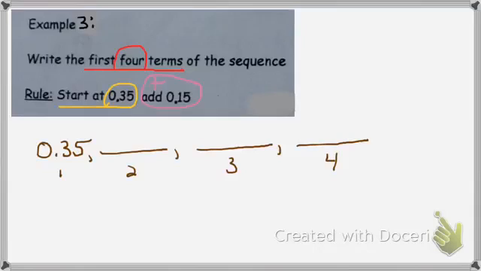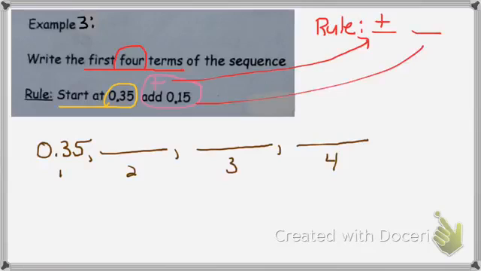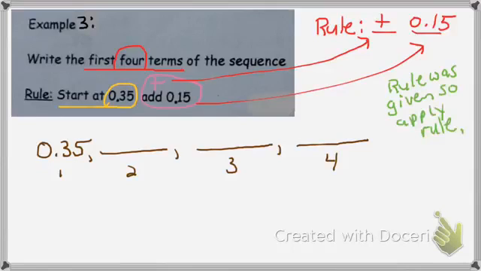Anytime I have a sequence, a pattern or sequence, I need to find the rule. In this case, the rule was given to me. The rule is plus 0.15, because that's the rule they gave me. And if they gave me the rule and I didn't figure it out, there's really no reason to check it, because they told me what the rule is. So therefore, I can go right ahead to the apply the rule step.